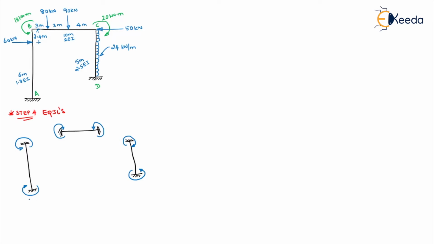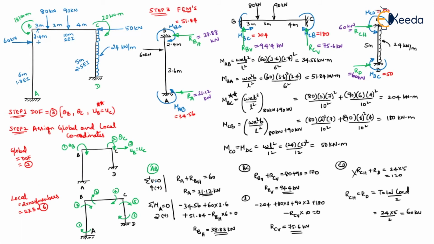So how much are these values? 34.56 kilonewton meter. Coming to this is 51.84 kilonewton meter. Come here, 204 kilonewton meter, 180 kilonewton meter. This is 50 kilonewton meter and 50 kilonewton meter. Right. So once we are done with that, we have to do our reactions.